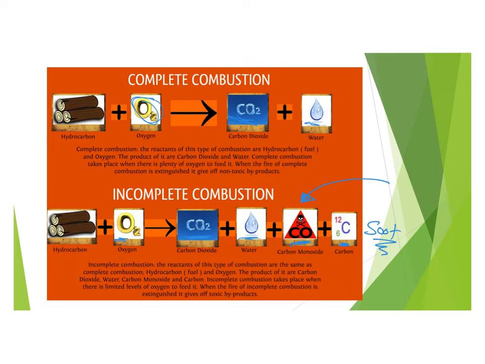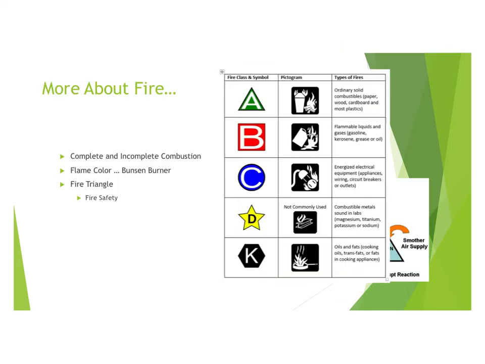If you have a furnace in your house, you always want to make sure you have complete combustion, because then you're not making this toxic gas, carbon monoxide, or carbon soot that goes along with it, that can dirty up your furnace and make it not run as efficiently as it was before. A couple other facts about fire. We talked about complete and incomplete combustion. We talked about flame color. Last thing I'm going to talk about is fire triangles.